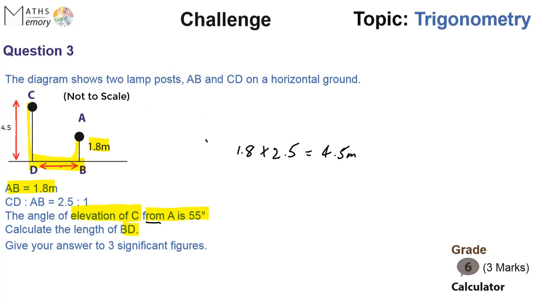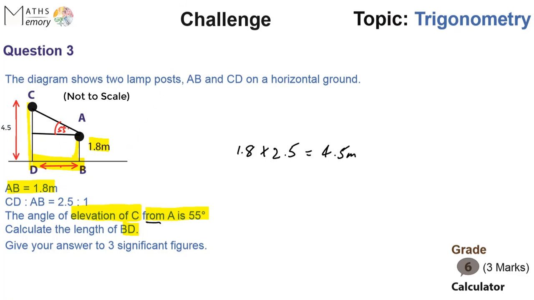So basically, if you were to have, let's say, a line over here, let's call this line over there, and then go from here to here, like that, this angle over here is going to be 55 degrees. It's elevation. It means it's going up from the ground. We're going up over here, 55 degrees. We want to find out DB. DB, we assume, is the same as this length over here as well.